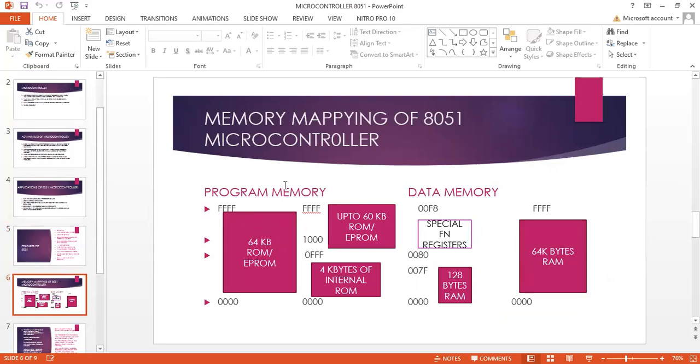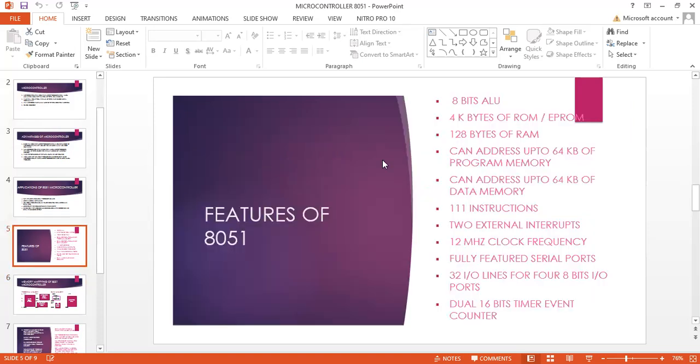Then this question is asked many times, memory mapping of 8051. So basically explain the memory mapping or how the two separate memory spaces are addressed by the 8051. There are two memory spaces. One is called the program memory and the second one is called the data memory. As we saw in the features, it can address up to 64 kilobyte of program memory and up to 64 kilobyte of data memory.